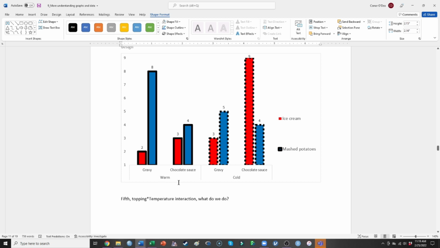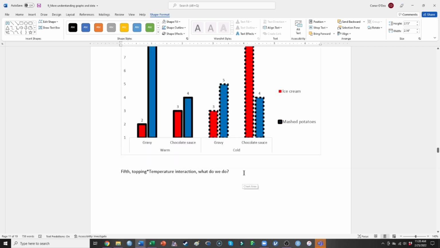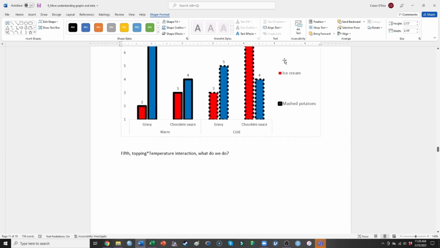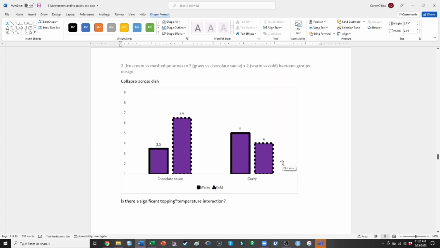So next, we're interested in the topping by temperature interaction, and I want to ask you what we do here. What do we not care about? We do not care about the dish that people were given. So we don't care about if it's ice cream or mashed potatoes now. So what we're going to do is collapse across these two bars right here, so 8 and 2, and that'll give us the mean for gravy in the warm temperature. We'll collapse across these two bars right here. That'll give us the mean for chocolate sauce in the warm temperature. Then we've got the mean for gravy in the cold temperature and the mean for chocolate sauce in the cold temperature. Once we do that, the bars are purple because I'm collapsing across ice cream versus mashed potatoes.